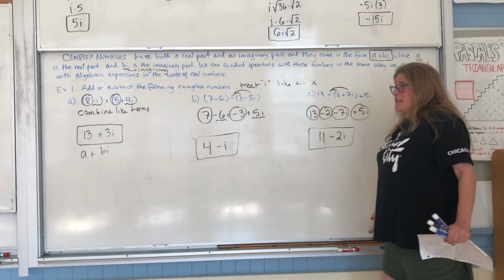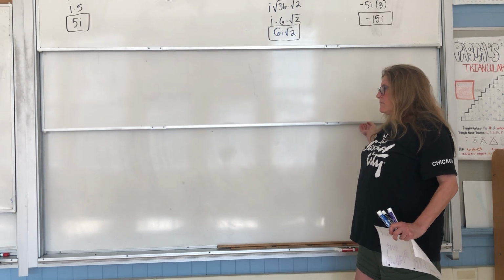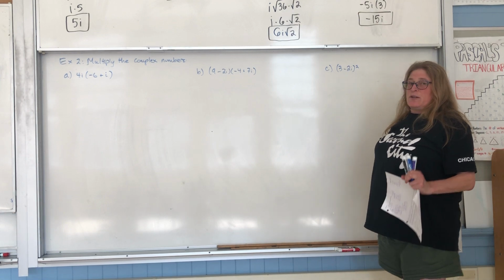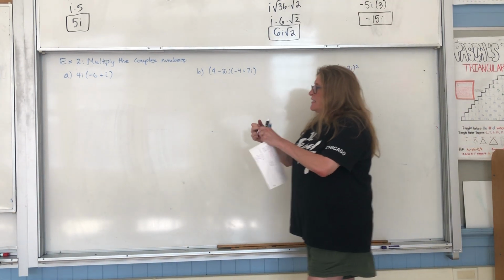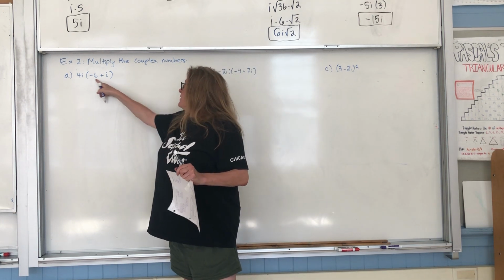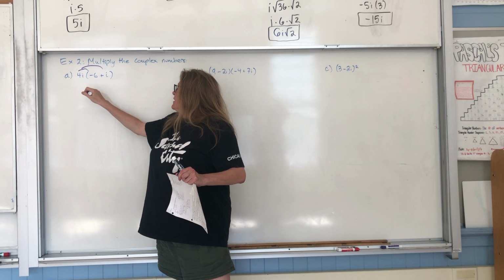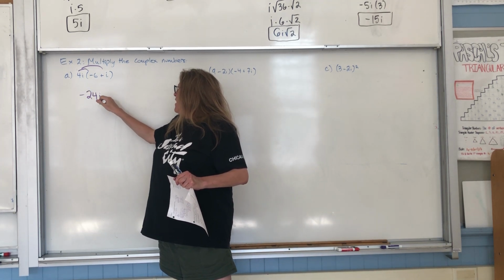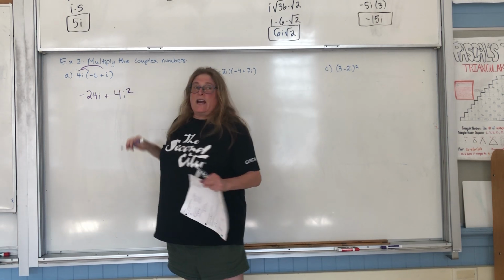Okay guys, let's spice it up a little. We are going to now multiply complex numbers. Again, we're going to use a lot of the same methods as we do when there's an x. So let's take here, if I see something in front of a parentheses, what I'm going to do is I'm going to distribute. So 4i times negative 6, negative 24i plus 4i squared.